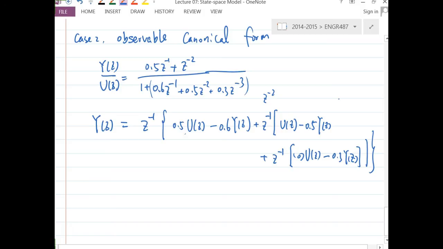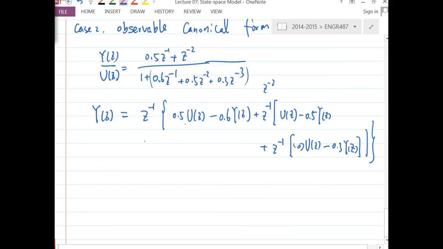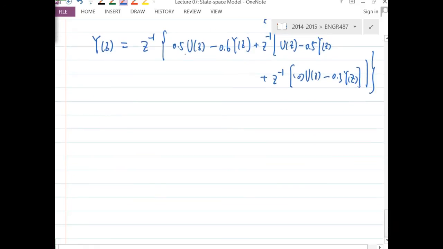So the simulation diagram that we're going to build here is purely based on this expression. So let's see, how do we build this simulation diagram now? Here's what I do to build it. On the top line here, this is my u of k, or u of z.